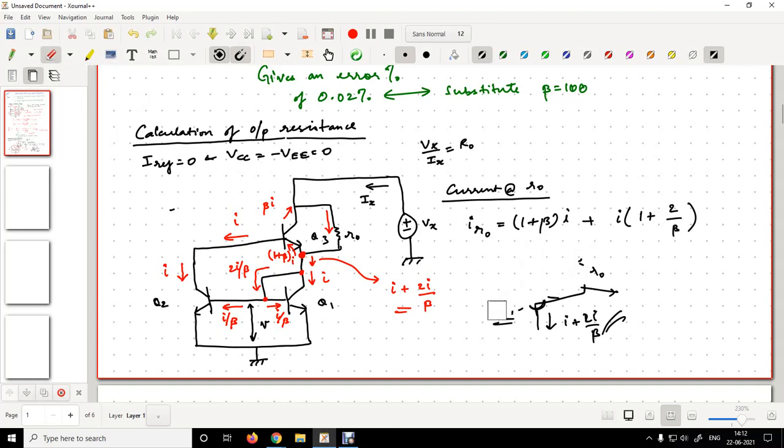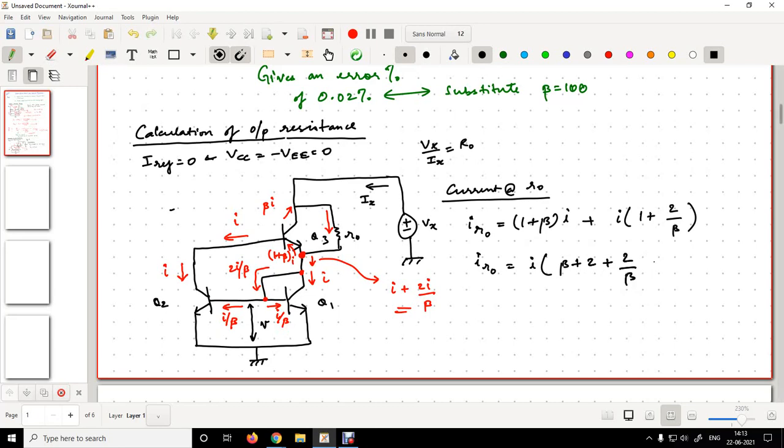Simplify it. You should get IR naught equal to I into beta plus 2 plus 2 by beta. We'll keep this aside for now. I need this IR naught because I need IR naught to calculate Ix.